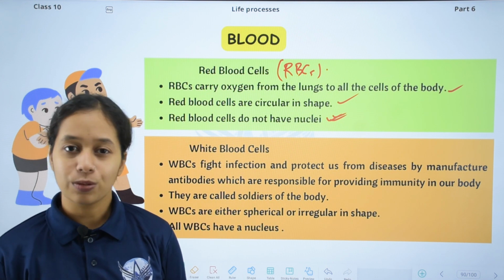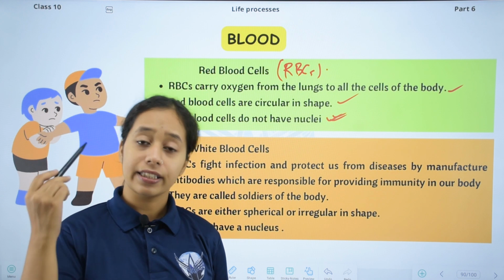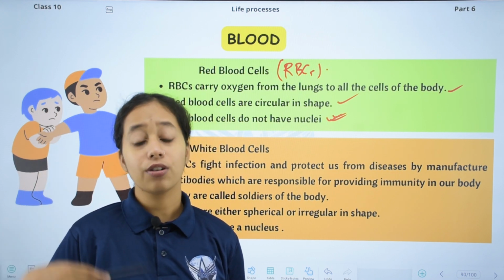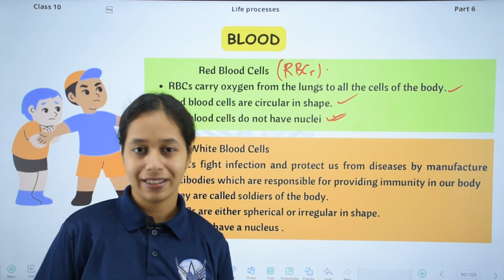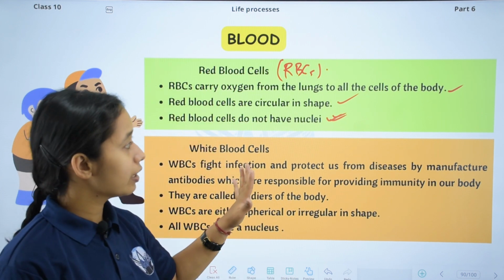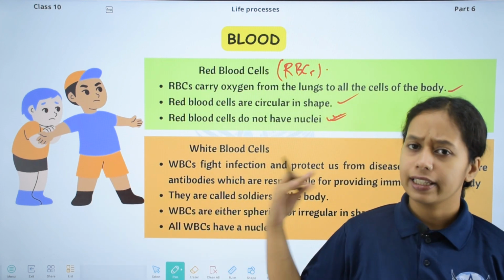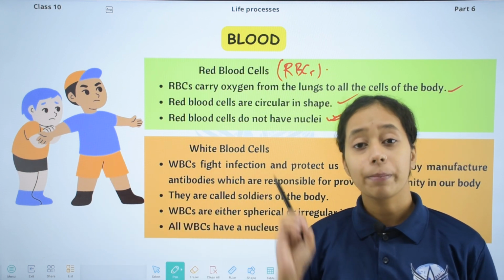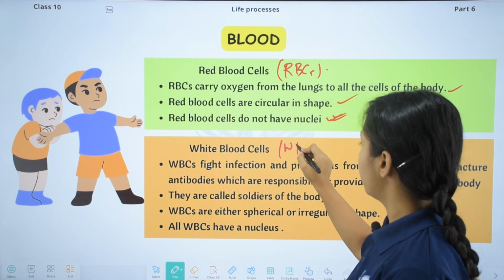Because it does not have a nucleus, RBCs die quickly. They die very quickly, and because they die very quickly, our body has to make RBCs quickly. Our body makes RBCs, not only RBCs but all kinds of cells. So since there is no nucleus, the oxygen intake is very high, and since there is no nucleus, they die quickly. Because they die very quickly, they need to be made very quickly. Next we have white blood cells.